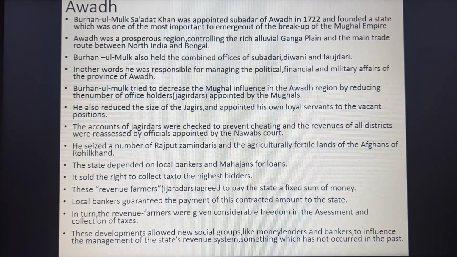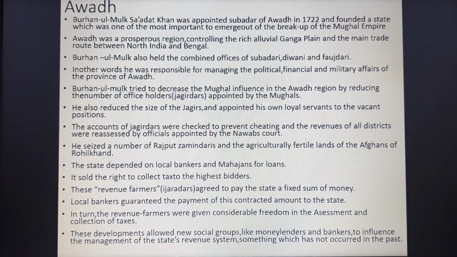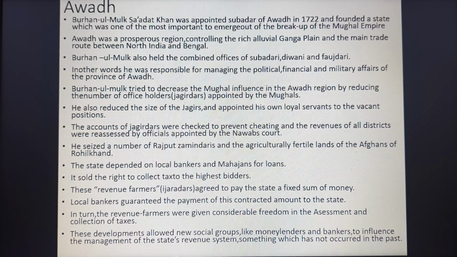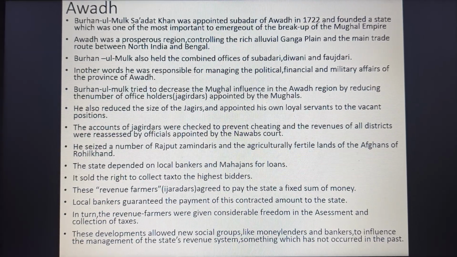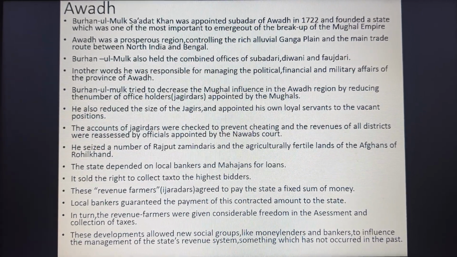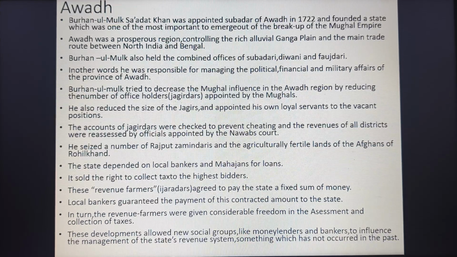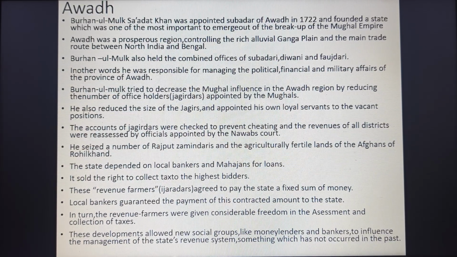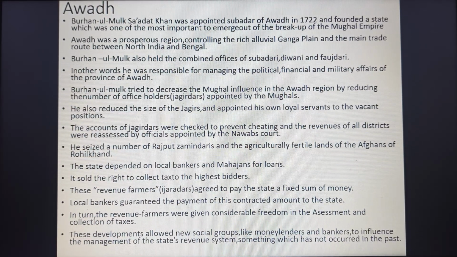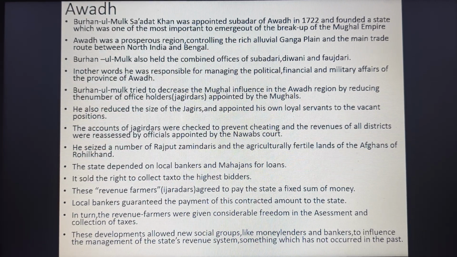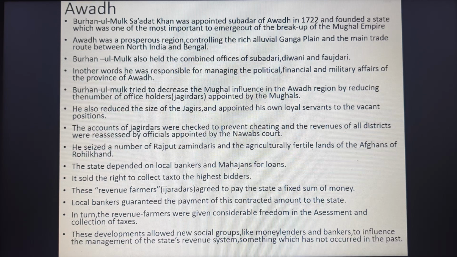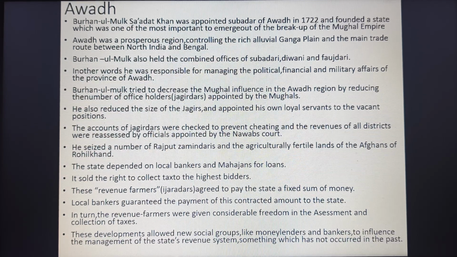Burhanul Mulk also held the combined offices of Subadari, Diwani and Faujdari. So he did not give these things to another person. He held all these offices and looked after these things himself, so that nobody could cause any sort of disturbance or any sort of treasury leak. In other words, he was responsible for managing the political, financial and military affairs of the province of Awadh. Politically he was controlling, financially he was controlling, and military affairs he was also seeing to.